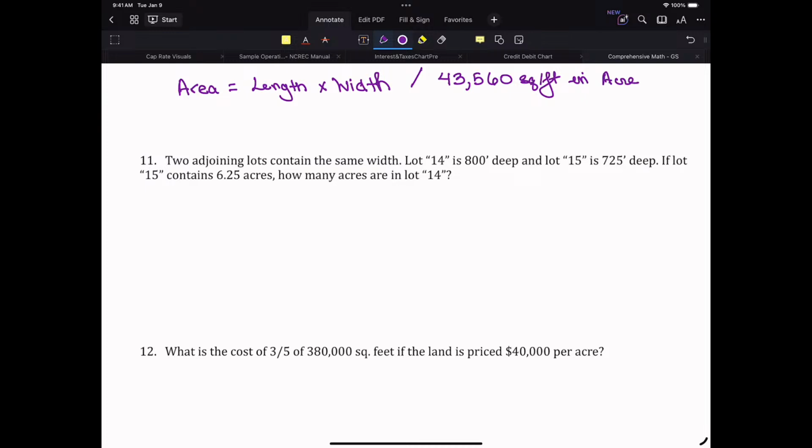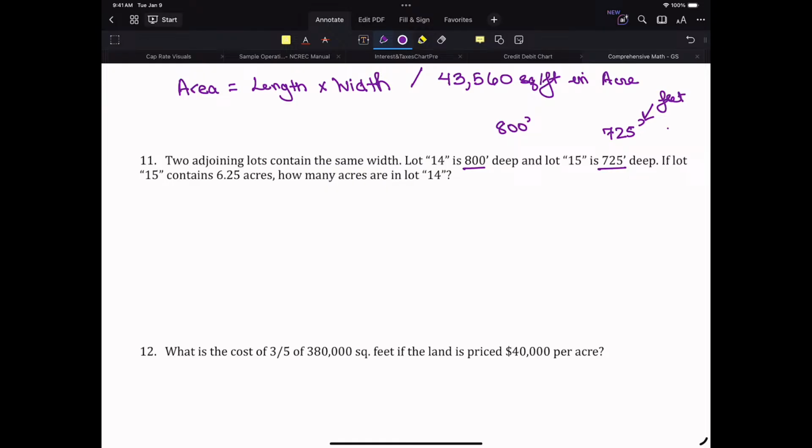So knowing that I have that piece of information, now I can go about and do this problem. I will be honest, every time I have an area problem, I always draw it out. So that is what I shall do. I got two lots. One is 800 feet deep, the 14, and one is 725 feet deep. Now, in case you didn't know, you see how it says 800 feet and it has that little mark? It's an apostrophe. That means feet.